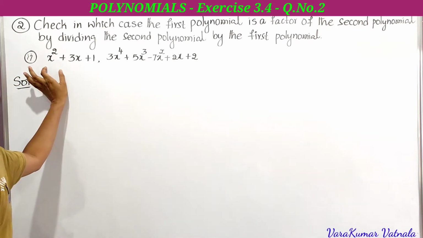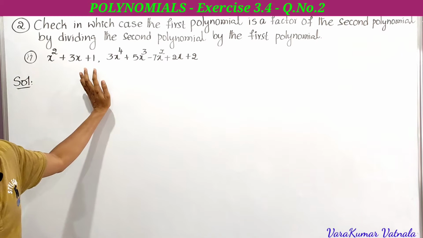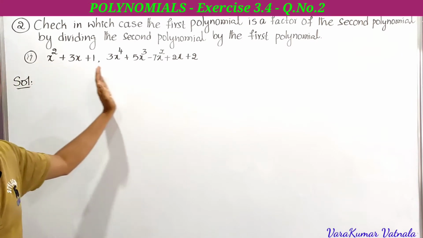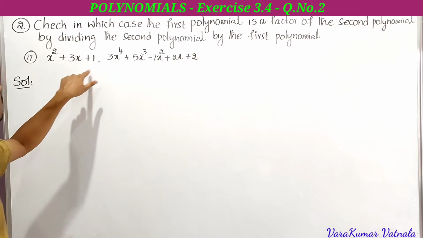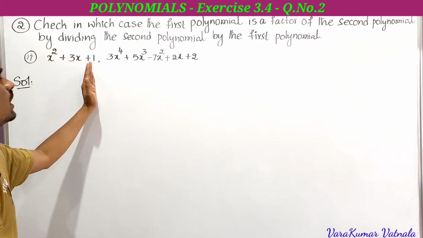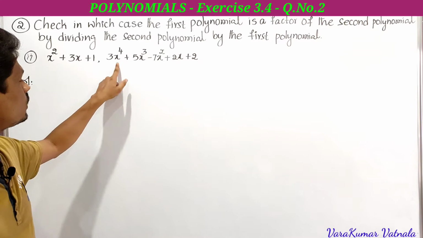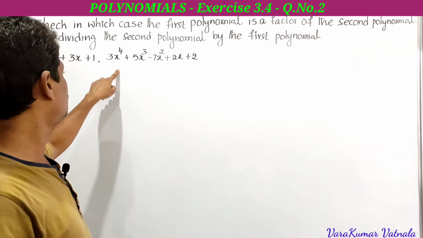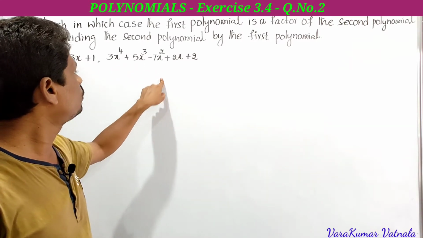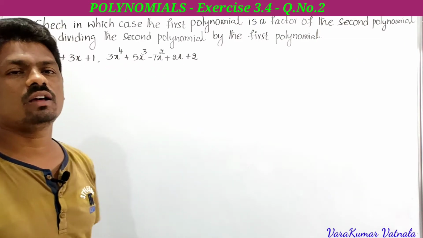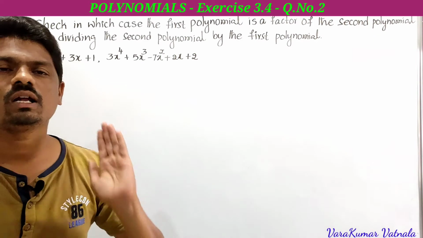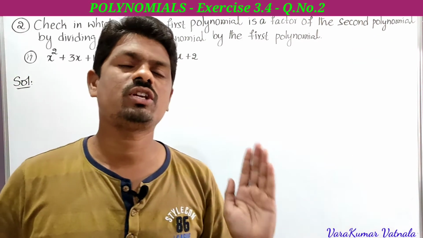So here the power should be in decreasing order, or the degree of the terms should be in decreasing order. Here the powers are 2, 1, 0. Yes, it is in its standard form. Here also the powers of the variable are 4, 3, 2, 1 and 0. Yes, it is also in decreasing order. So the given two polynomials are in their standard form.